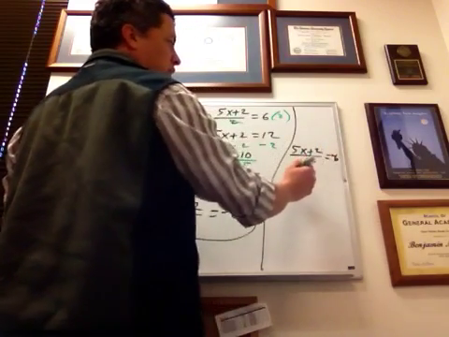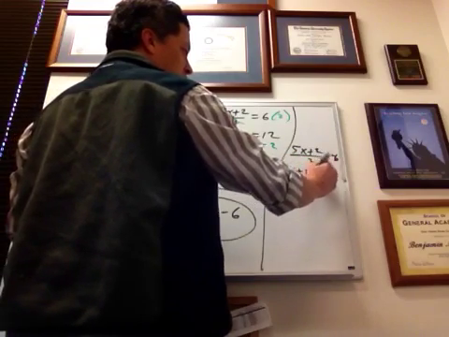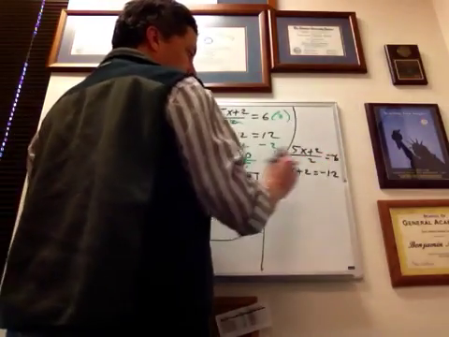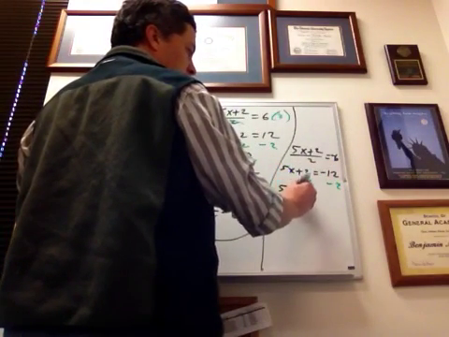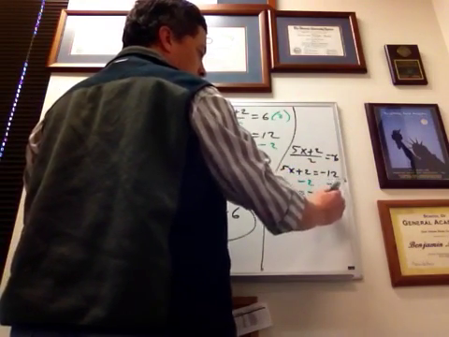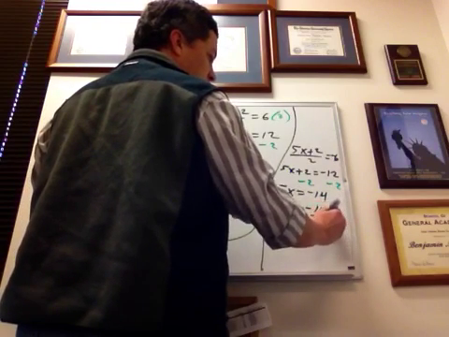Sorry, running off the board there a little bit. So now we've got 5x + 2 equals -12. We'll subtract 2 from both sides. 5x equals -14, or x equals -14/5.